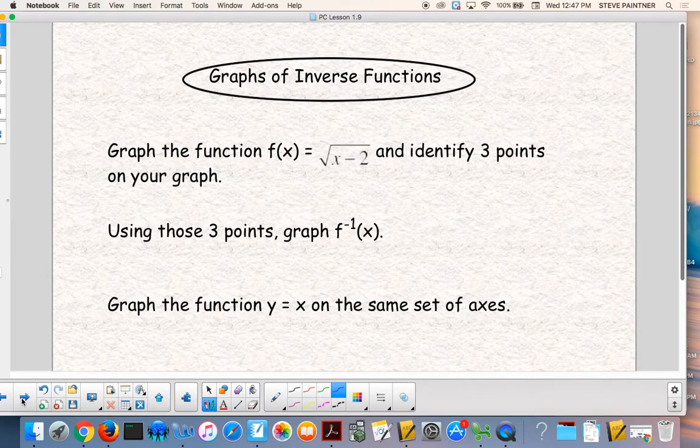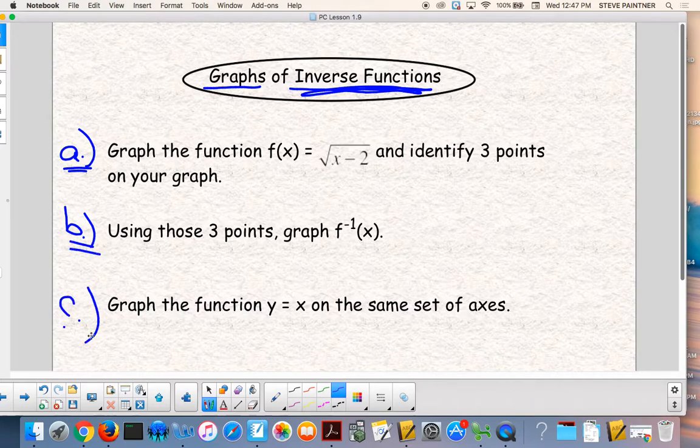Your turn. Start doing this. Here's part A. We are going to graph the inverse function right now. How do you graph it? Well, we're going to do these 3, A, B, C. It's no fun graphing inverses, but it's not hard. Here's what you do. You graph the function first. Graph the function right here. Identify 3 points on your graph.